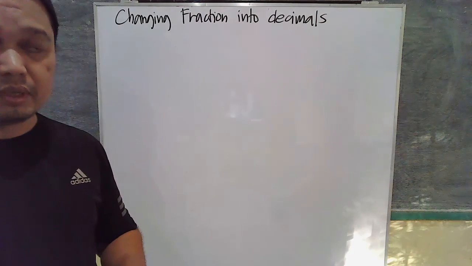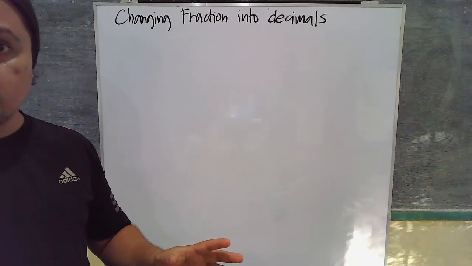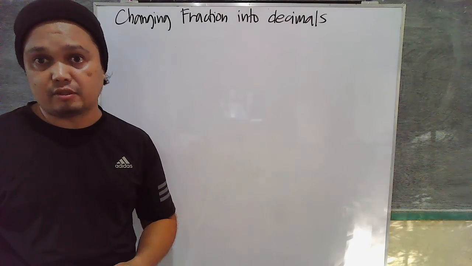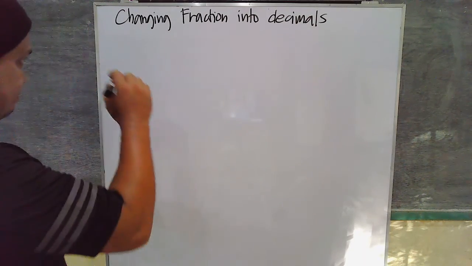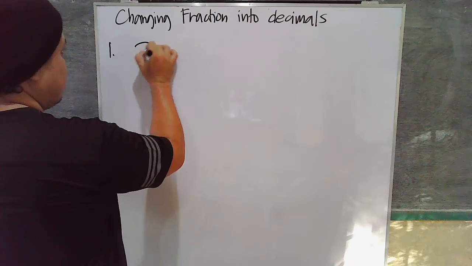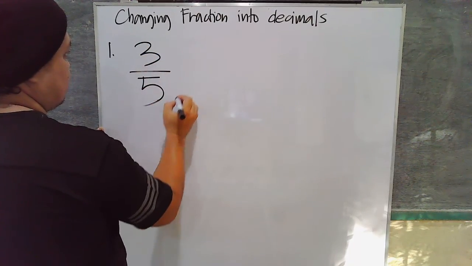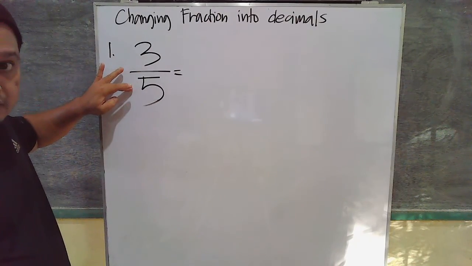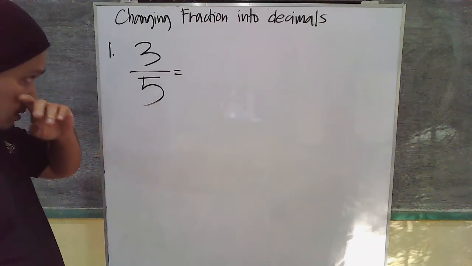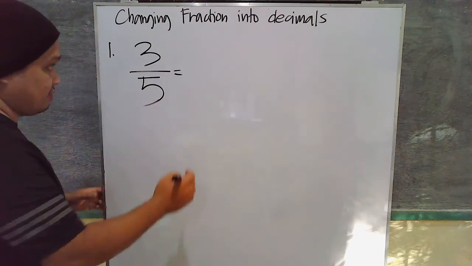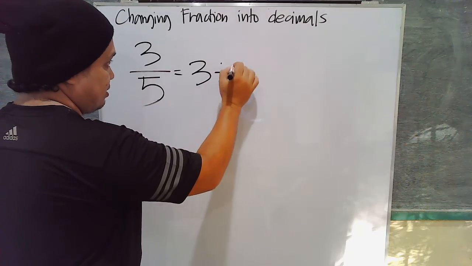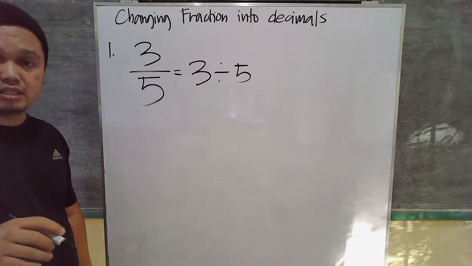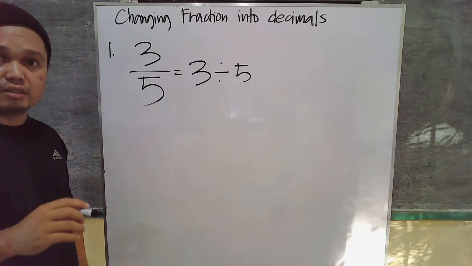Okay, so the same way, I'm just gonna give five examples for this lesson. Okay, now let's have 3/5. Okay, number one example, 3/5. Now how do we change 3/5 here as fraction into decimal? By dividing. Okay, dividing 3 divided by 5. Okay, and your answer will be in its decimal number or in decimal form.